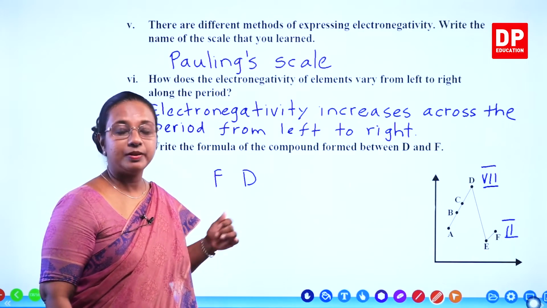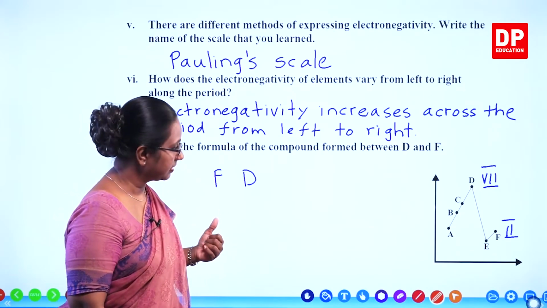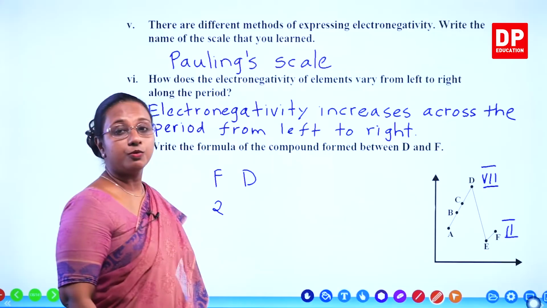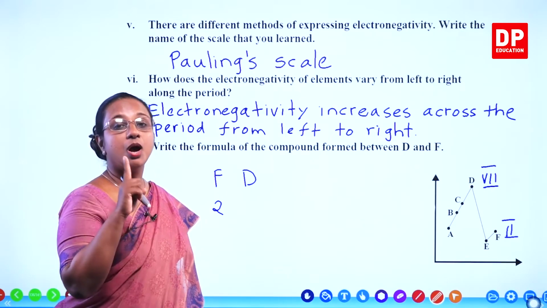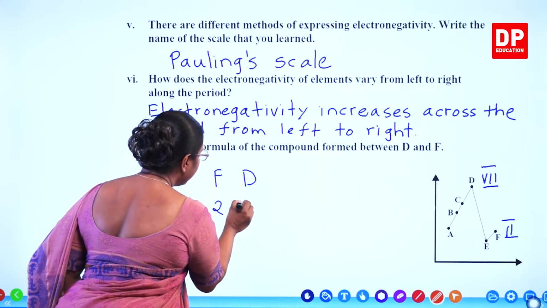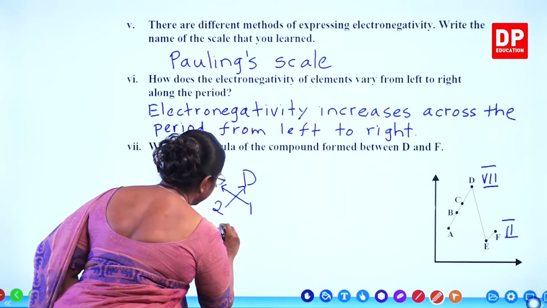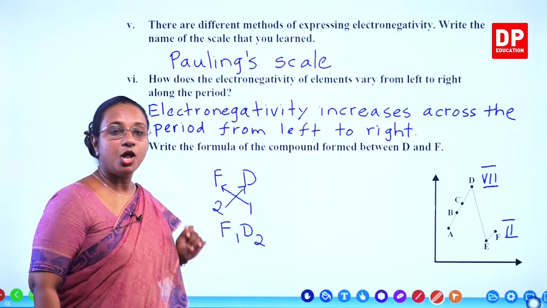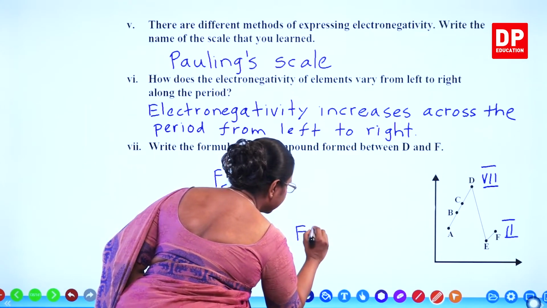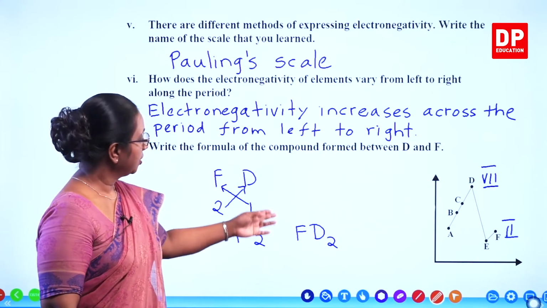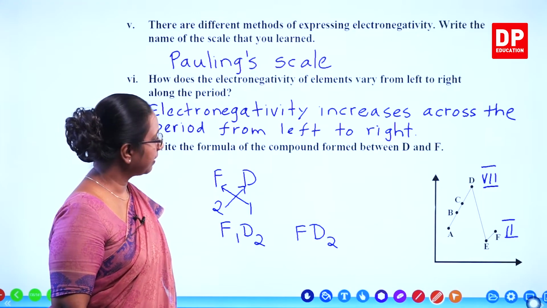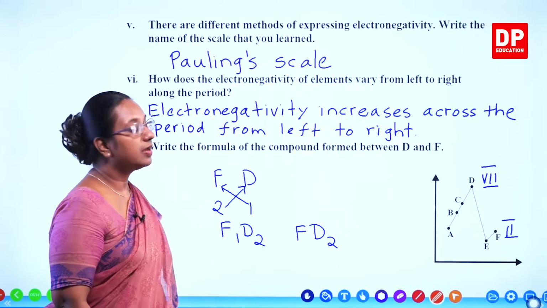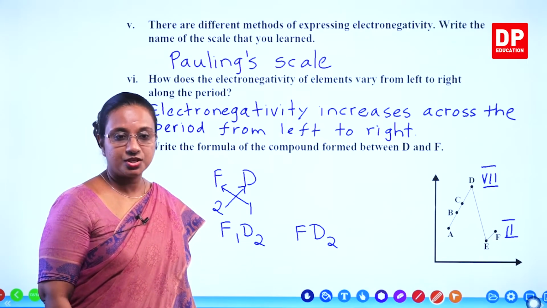Then what do we do next? We have to write the valency of the elements. F is in group 2, so valency 2. And D is in group 7. What is the valency? 1. So here it's 1. Then we exchange the valency value. You will get it as F1, D2. Do we need to write this F1? No. So we can rewrite the formula as FD2. So that is the formula of the compound formed between D and F. That is the end of this question. Let us move on to the next question.